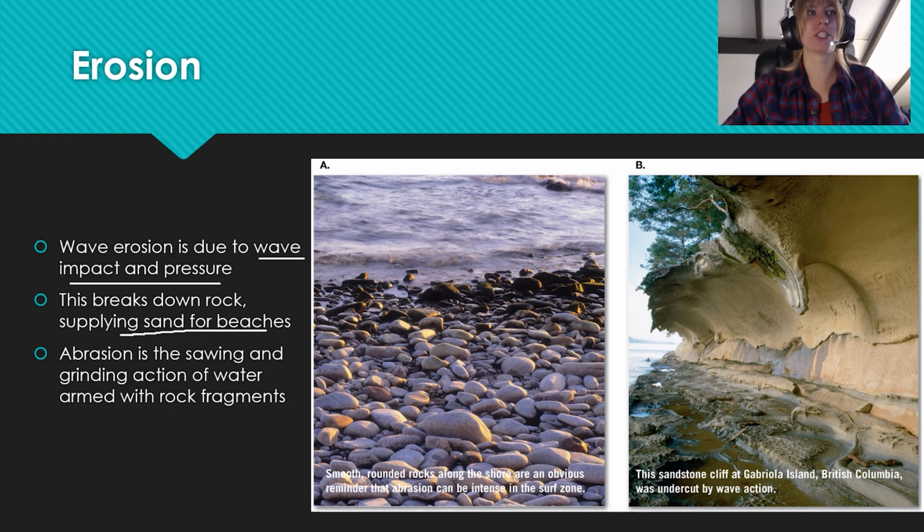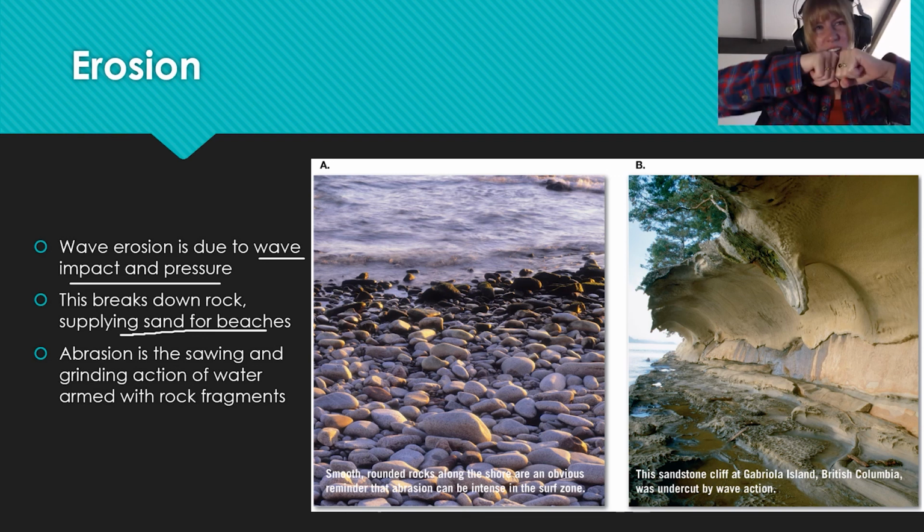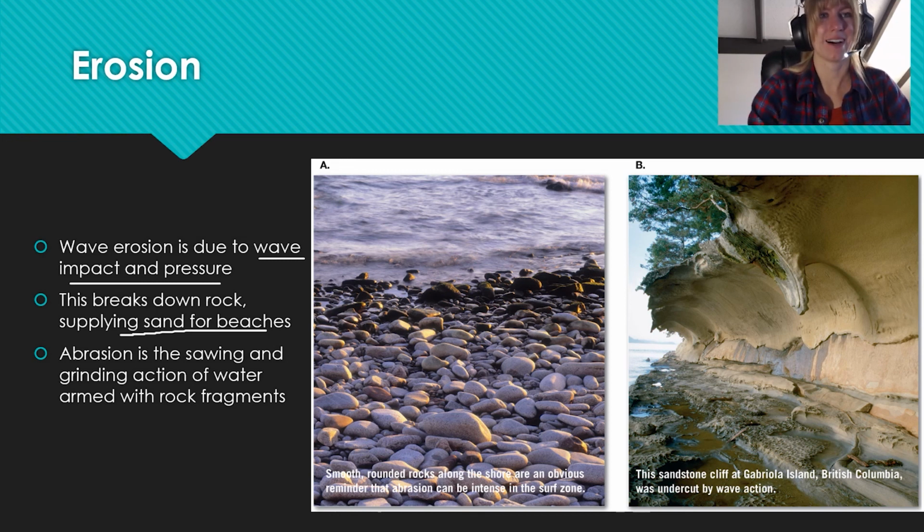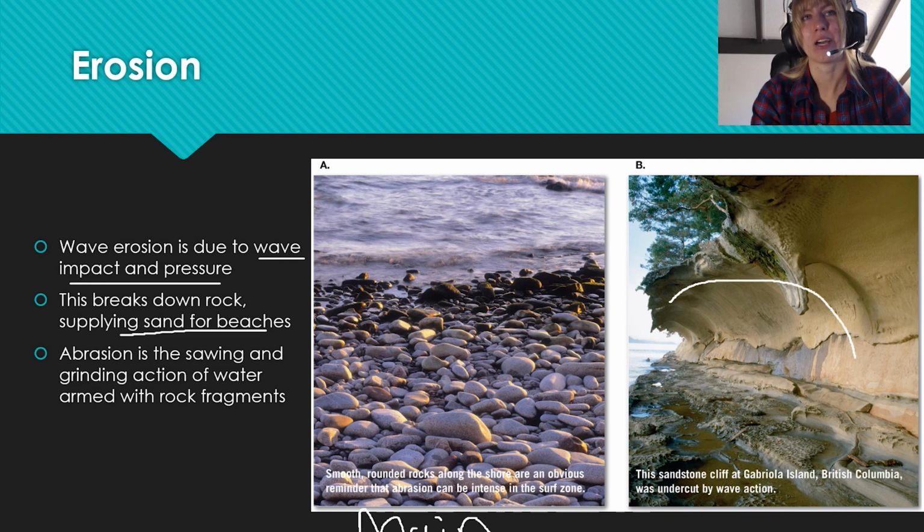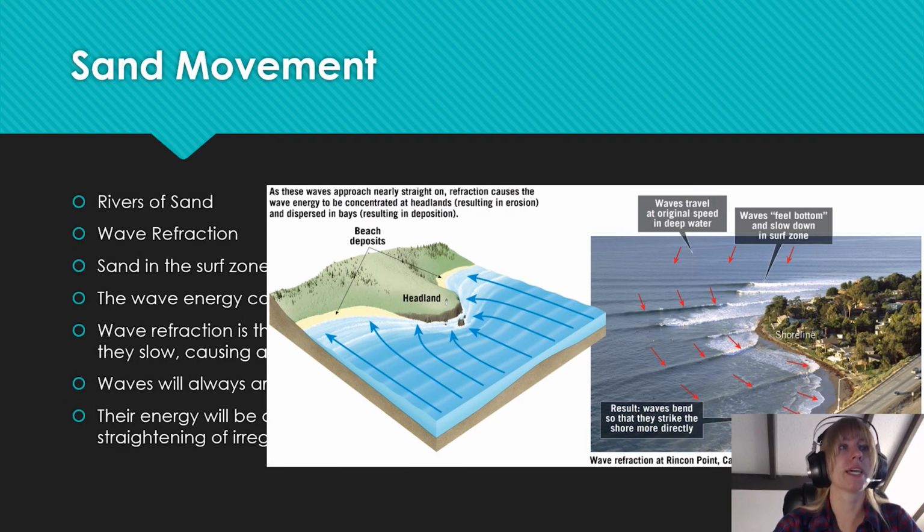The abrasion is the sawing and grinding action of water armed with rock fragments, which allows it to be eroded. So for example, in Maine, you have beaches like this and all the way up into Canada. And then we have our sandstone cliffs, which, by the way, never stand underneath one of these. They will eventually collapse, and you do not want to be underneath that when that happens. So sand movement.